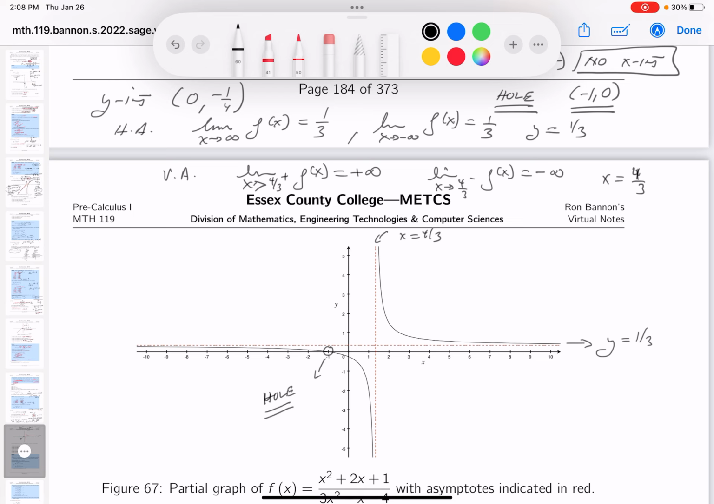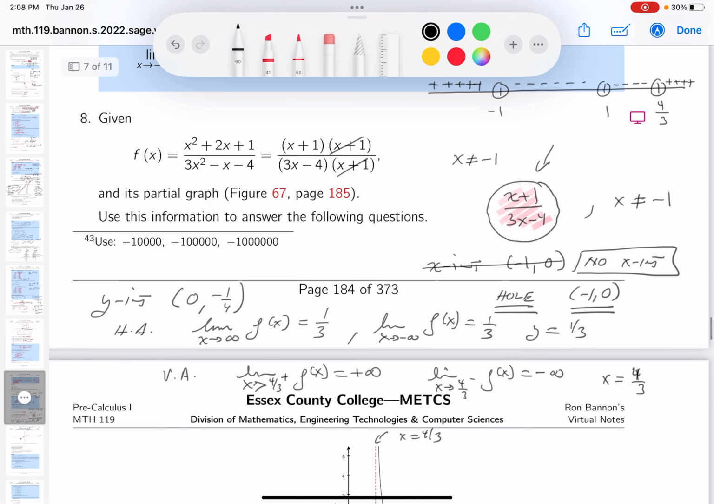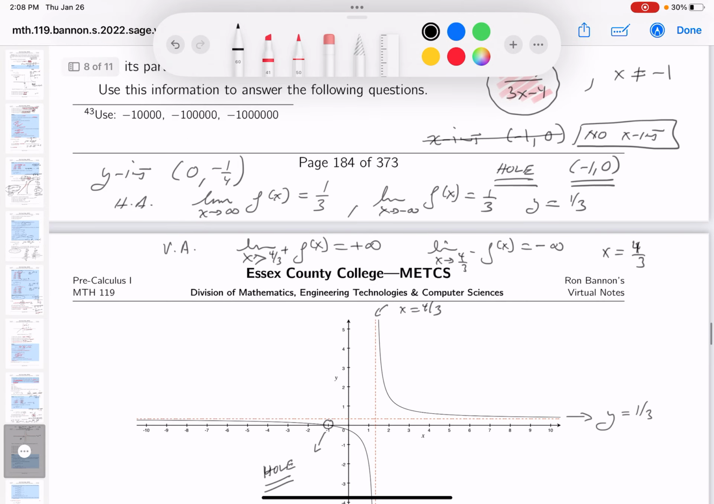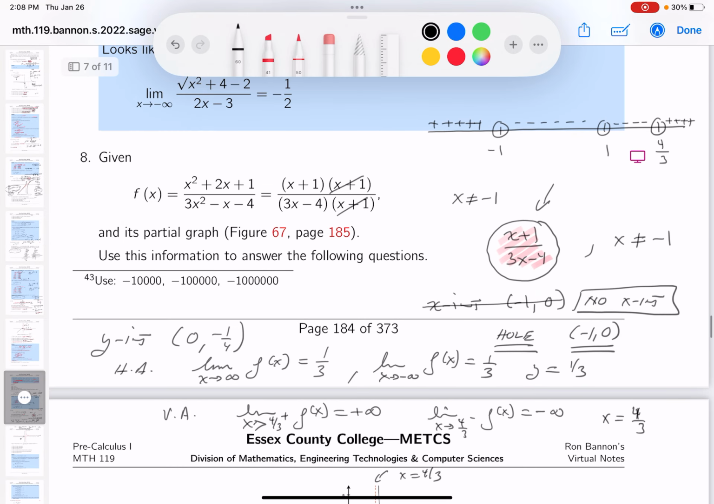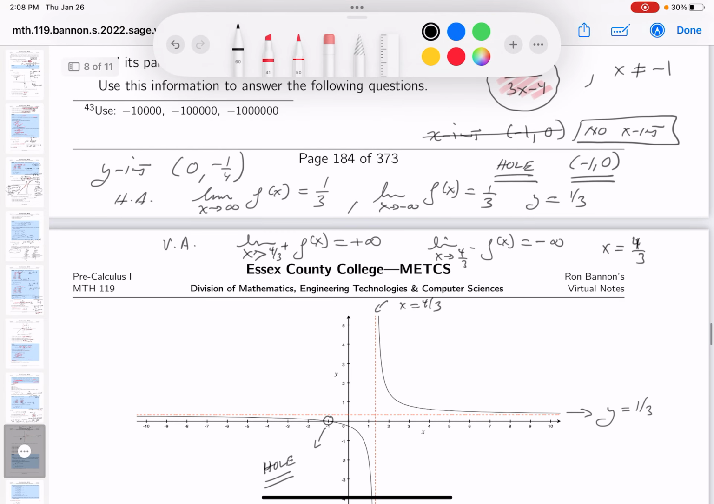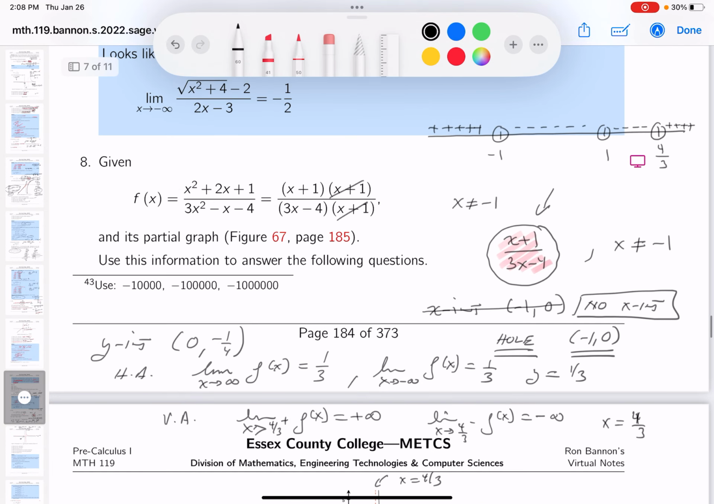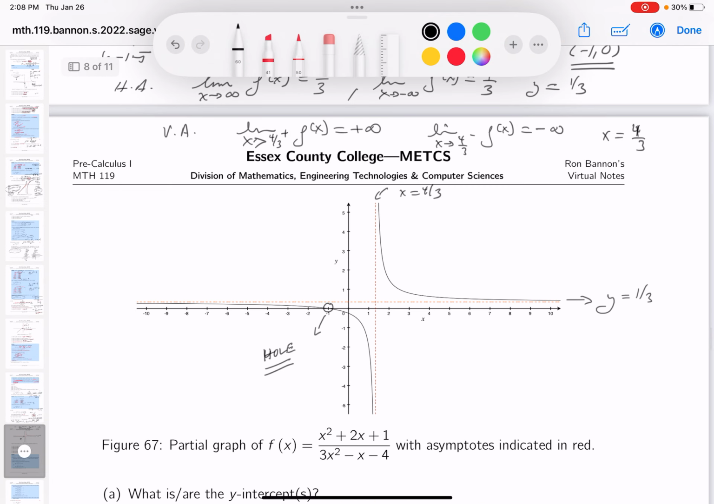Now, someone says, well, that's unfair. I don't see it. How could you expect me to know that? You've got to do the work. It's there. All right? What do I know? Well, I know between 1 and 4/3 it's negative. And between -1 and 1, it's negative. I know that much, and otherwise, it's all covered. So I feel pretty good about it.